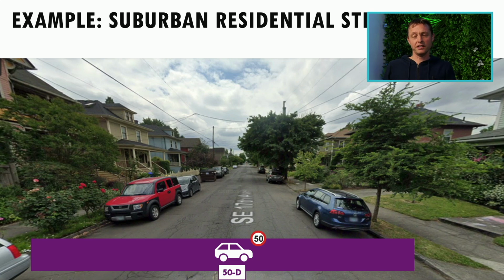So we could say this is a 50D domain, 50 for the maximum speed. D is for the car as a normative family for which this domain has been designed. It's wide, it's tarmac, and it's really inviting to go fast. So in practice, this is a 50D.